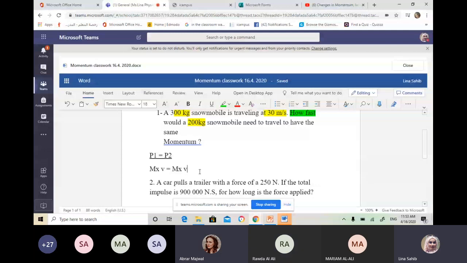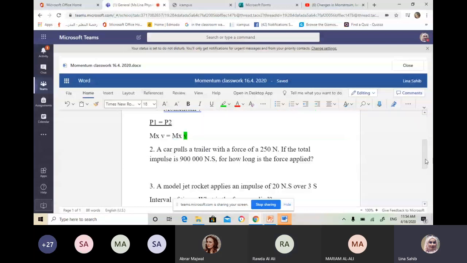First mass, how much? 300. Yeah. Multiply by the velocity, 30. Then equal, and on the other side write mass 200 multiply by the velocity, which is unknown. Then do cross multiplication. Okay, I will go to the second question. Don't give the answers, keep the answers because you will send it. Yes, I will go to the second question.